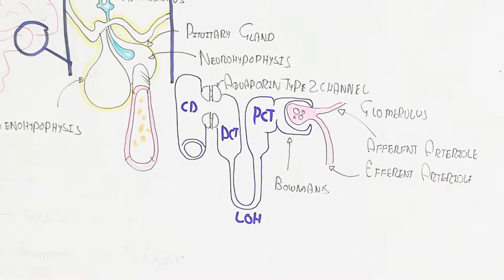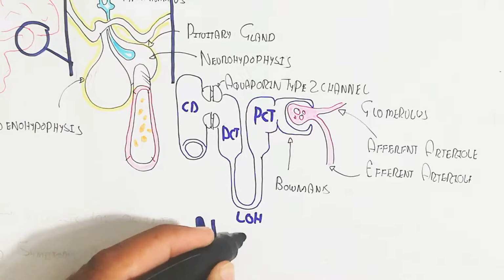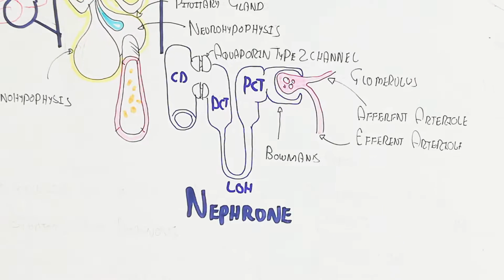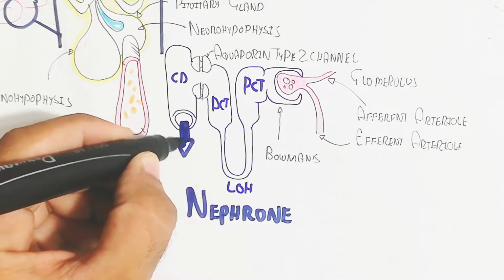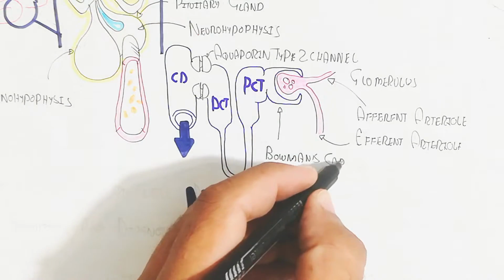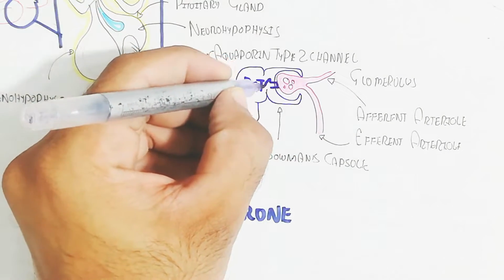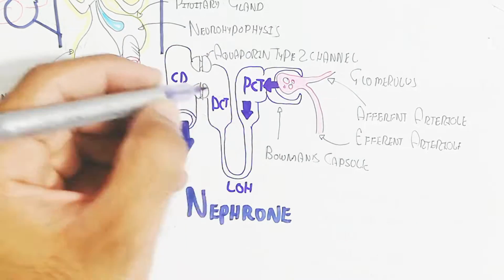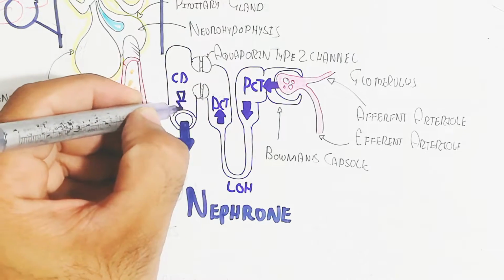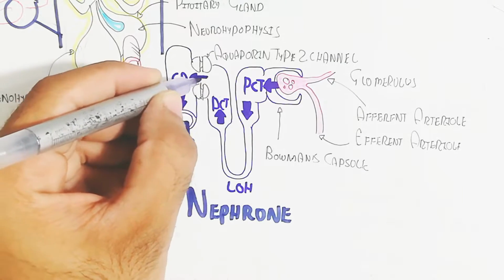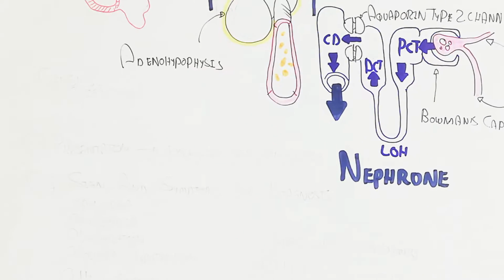Remember, this is the proximal convoluted tubule, distal convoluted tubule, and loop of Henle, which are used for the reabsorption of water into the blood while the aquaporin type 2 channel is working extra. Anyhow, I hope it makes sense, a little bit of the concept. Let's begin to understand the causes.